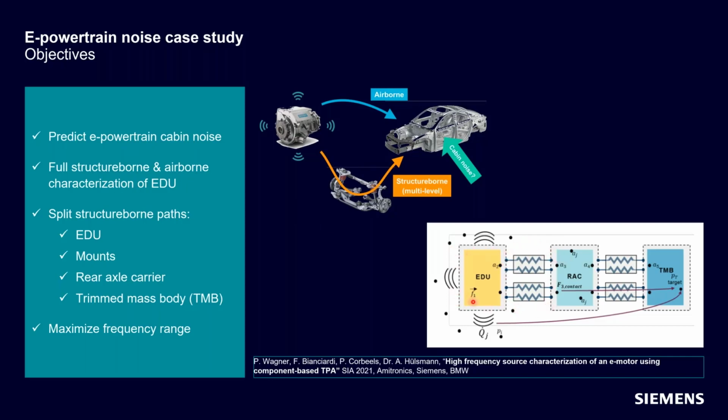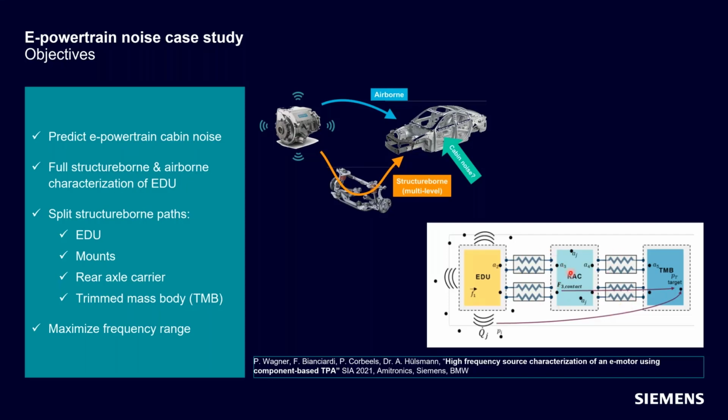So we have the EDU, of course, as a source component, but then we have the mounts that are connecting the EDU to the rear axle carrier. This axle carrier is then acting as some kind of passive component that is then further filtering the vibrations from the EDU before handing them to the trimmed mass body, the final receiver on the right. But of course, that axle carrier itself is also softly mounted to the trim mass body.